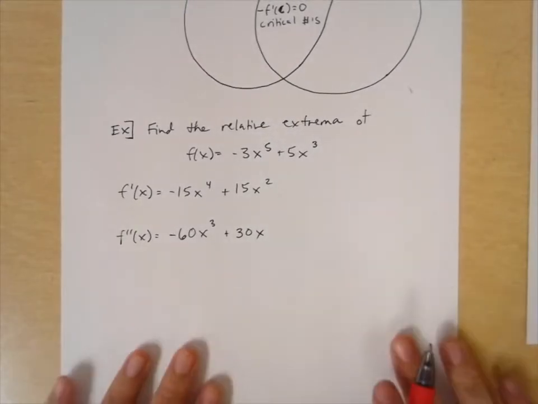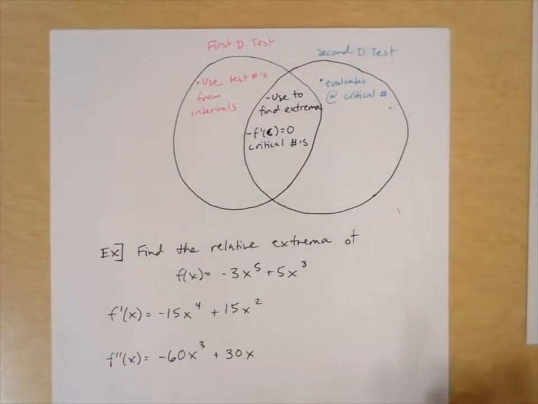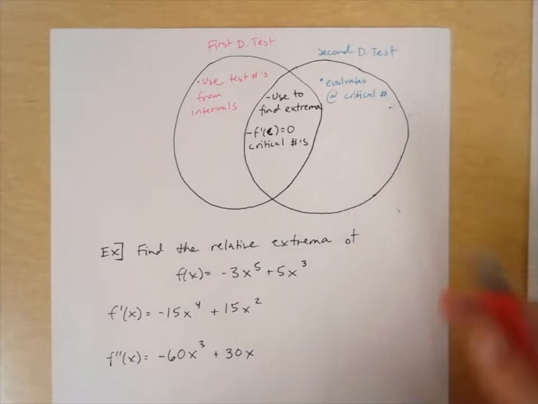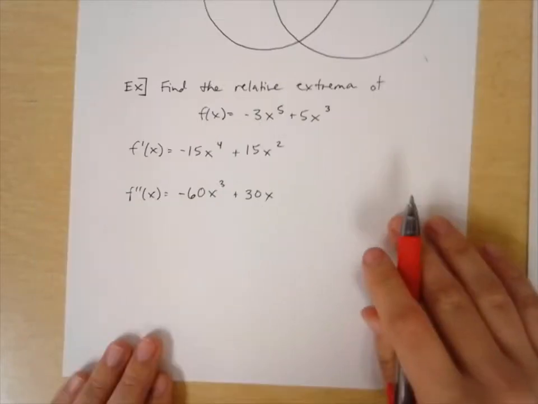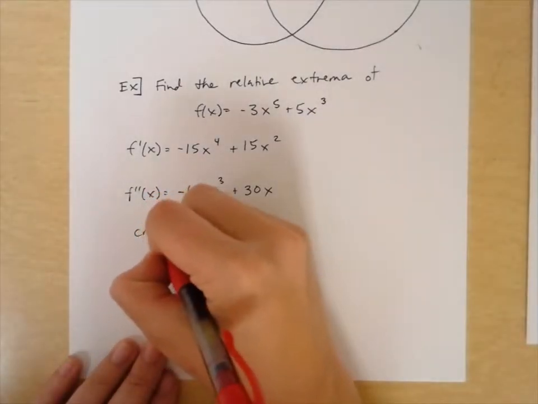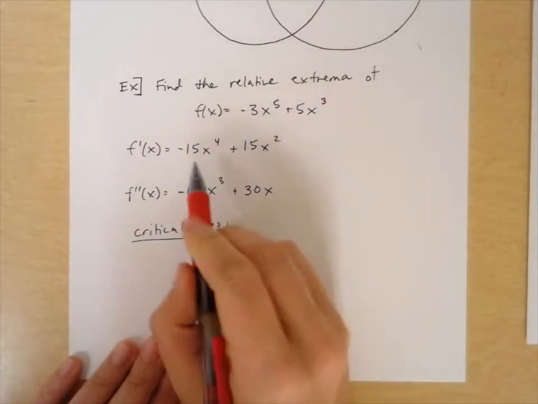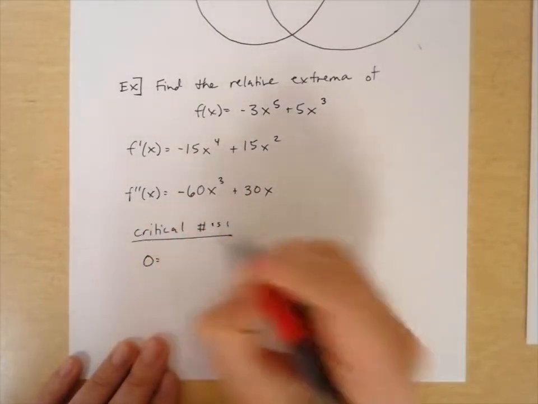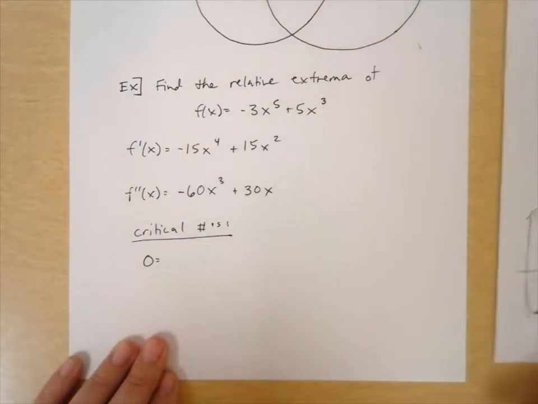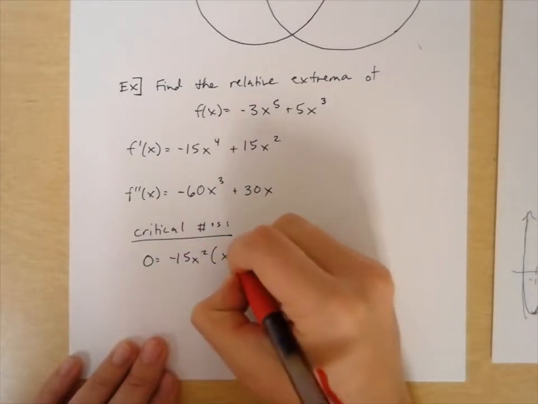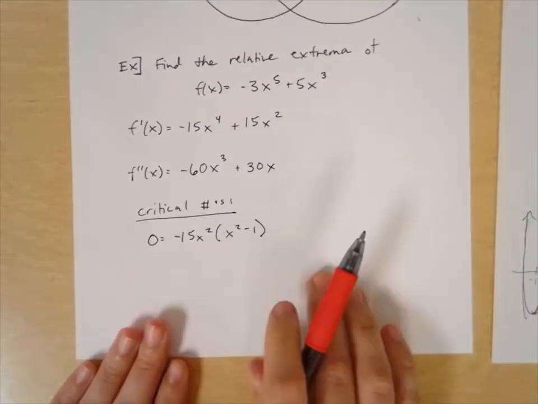Now remember from that definition at the beginning of this video, we are interested in critical numbers that make our first derivative 0. So to first find my critical numbers, I'm going to set my first derivative equal to 0. I'm also going to factor at the same time here. So when I factor out a negative 15x squared from the first derivative, I get x squared minus 1 as a factor.